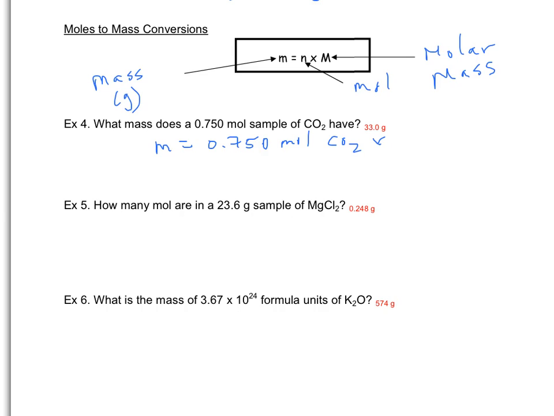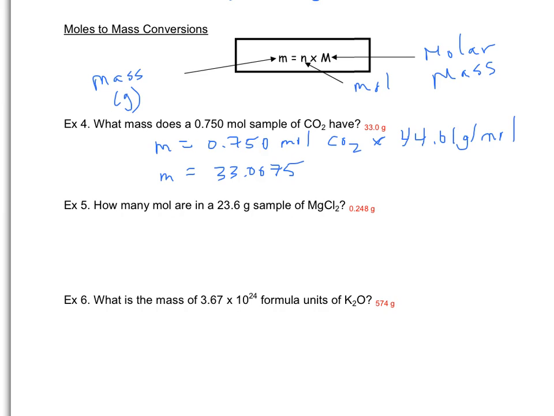I'm going to take 1 carbon and 2 oxygens and add their atomic weights together. That gives me 44.01 grams per mole. If I solve for little m using my calculator, I get 33.0075.